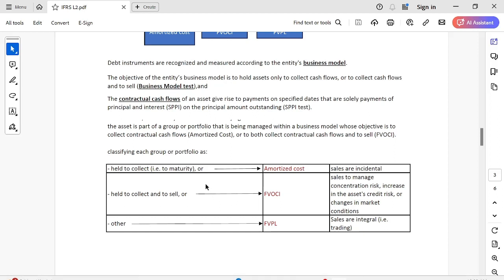So again, if we are holding the asset to collect cash flows to maturity, and sales are incidental, they have to be incidental, then we can use the amortized cost method. But some companies say, okay, we sometimes acquire investments in bonds and hold them to maturity, and sometimes we sell them.